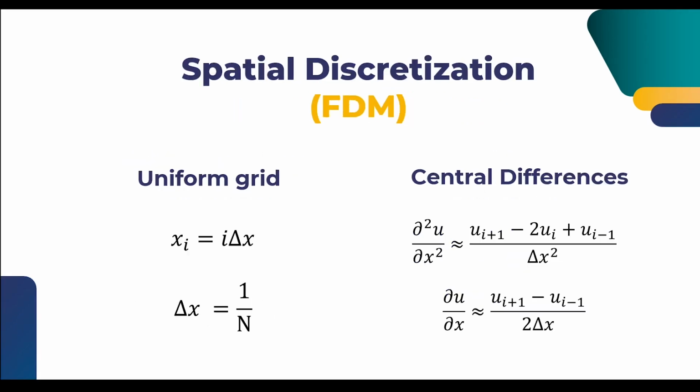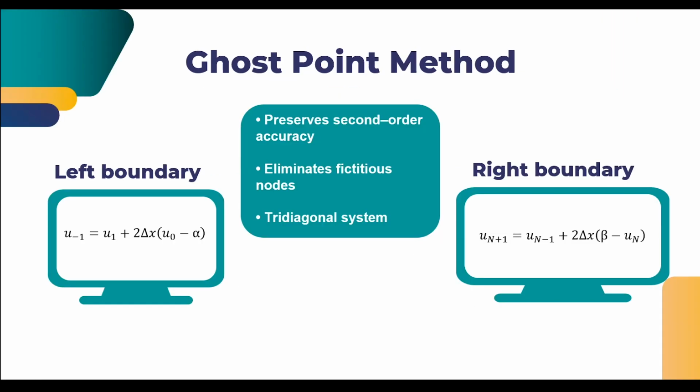Thank you, Ivan. I will now explain how we solve this numerically. We choose the finite difference method on a uniform grid. We use central difference for both the first and the second derivatives to ensure second-order accuracy. A key part of our approach was the ghost point method. By introducing fictitious nodes outside the domain, we could implement the Robin boundary conditions without reducing the order of accuracy of our scheme.